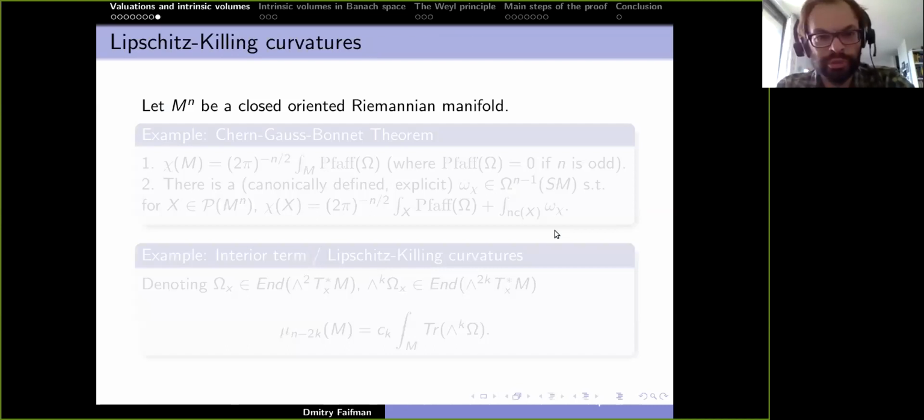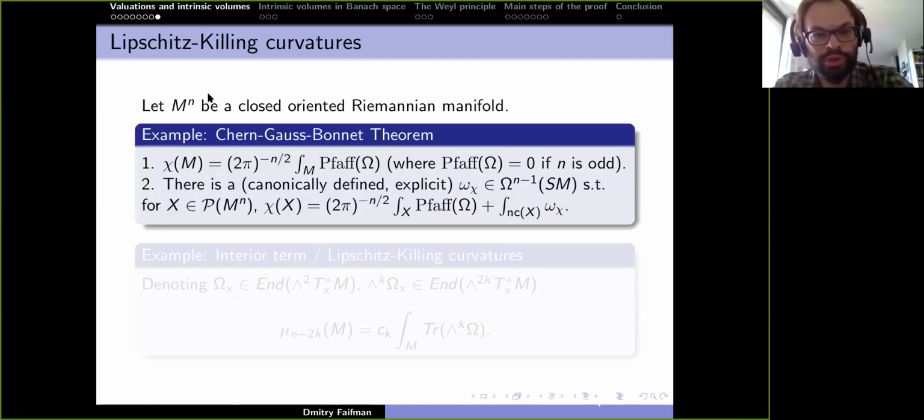Yeah, let's spend a couple of minutes on spelling this out explicitly in one example. So let's work with a closed oriented Riemannian manifold and discuss the Chern-Gauss-Bonnet theorem. So the first point here is that you compute the Euler characteristic by integrating over M the Pfaffian of the Riemannian curvature form. That was Chern's theorem. You should think of this as the interior term of the valuation.